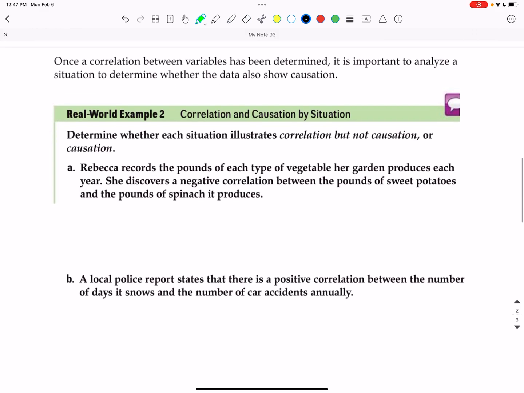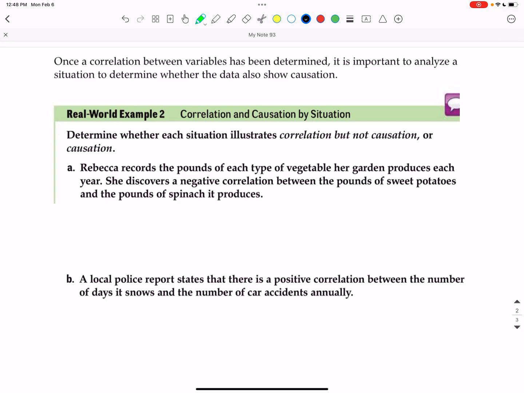Once a correlation between variables has been determined, it is important to analyze the situation to determine whether the data also shows causation. So even though correlation does not prove causation, there are cases where the correlation is part of a causation. So determine whether each situation illustrates correlation but not causation, or if it's causation.